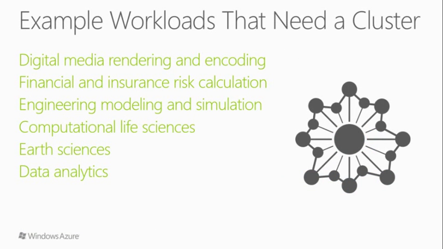Here are some of the example workloads that really need a cluster to be able to use. One of the most popular ones is digital media rendering and encoding. And it turns out many of the supercomputing capacity today are actually used for that. So there's a lot of CGI, or computer-generated images or animations, that are done that way. And financial and risk calculations, those are also very popular. That extends to Windows Azure as well. We have financial companies that have hundreds of thousands of cores they use each day to do risk calculations.